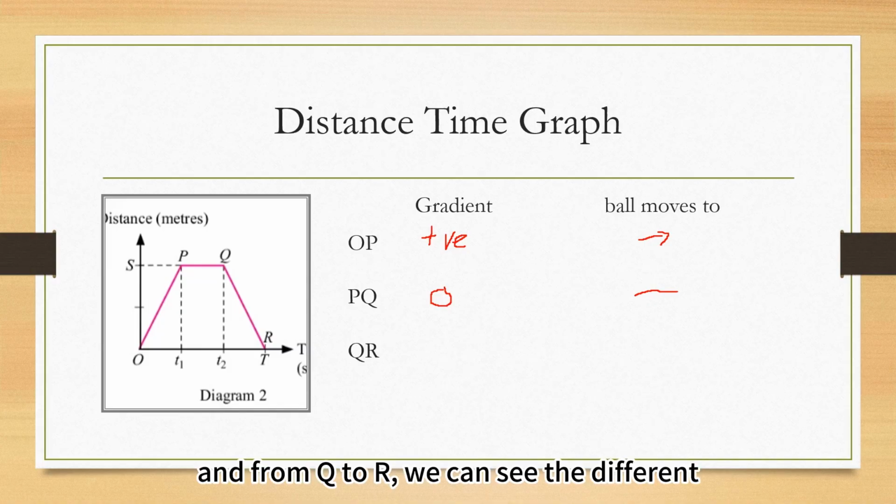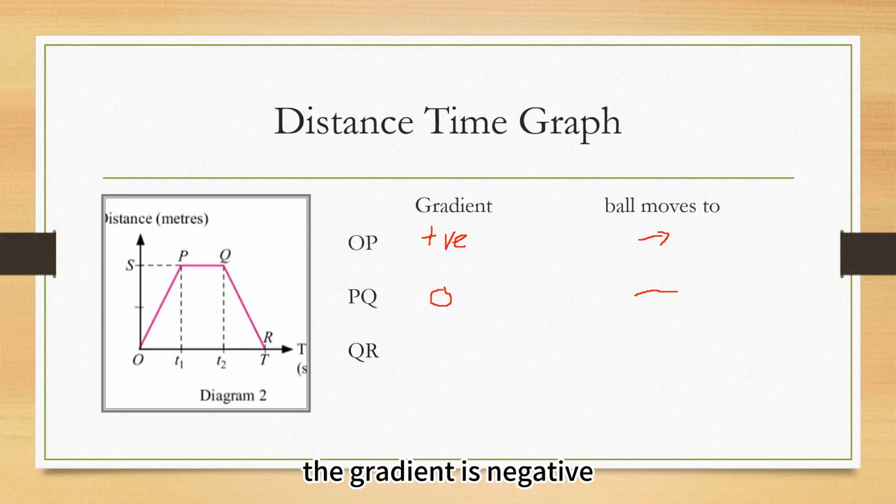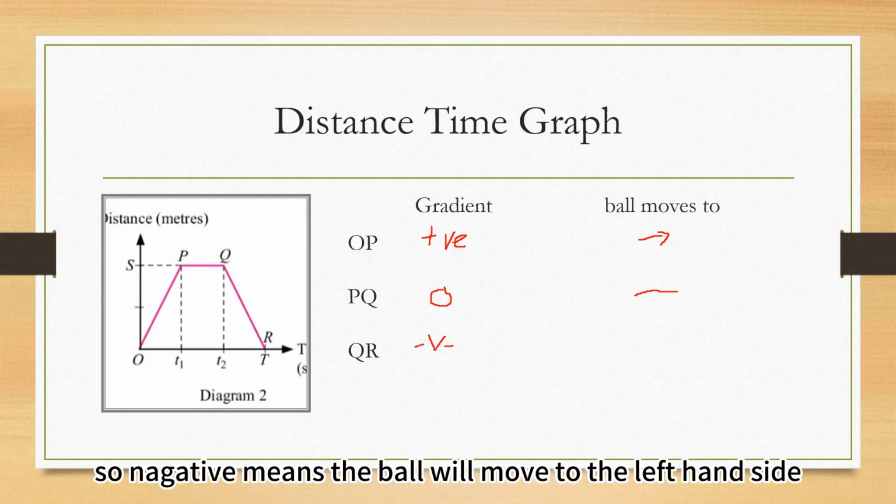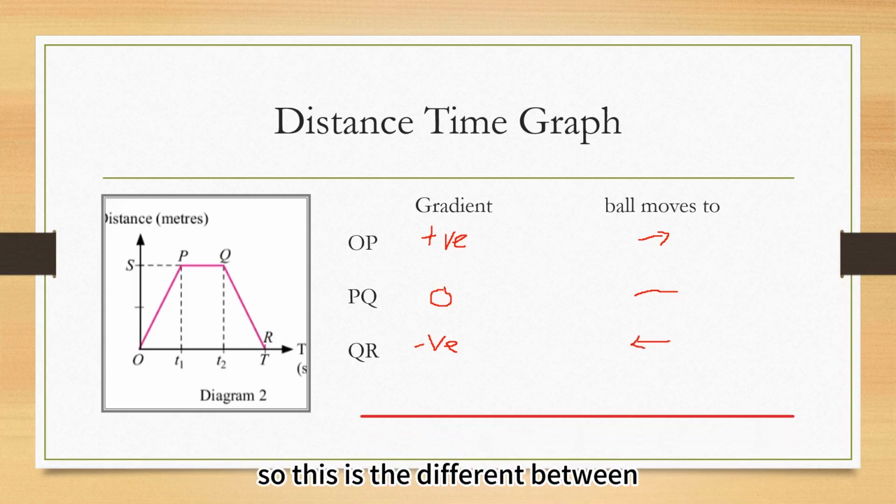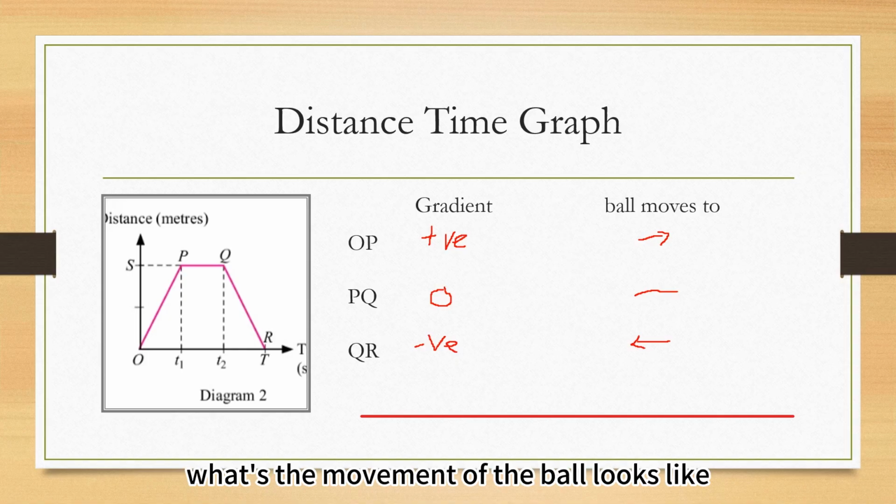And from Q to R, we can see the difference. The gradient is negative. Negative means the ball will move to the left hand side. So this is the difference between this example and the one just now. And now I will show you guys what the movement of the ball looks like.